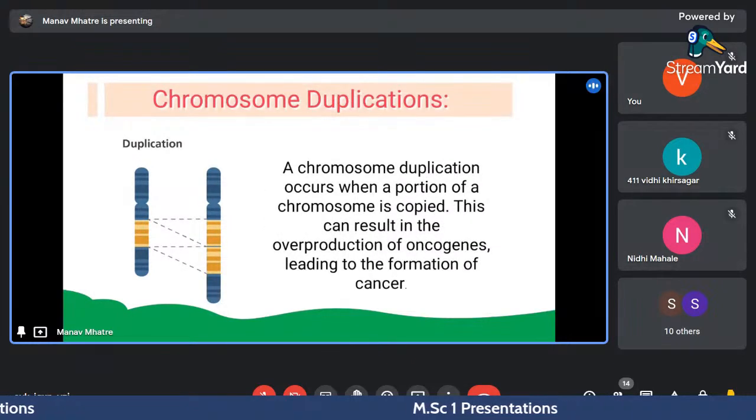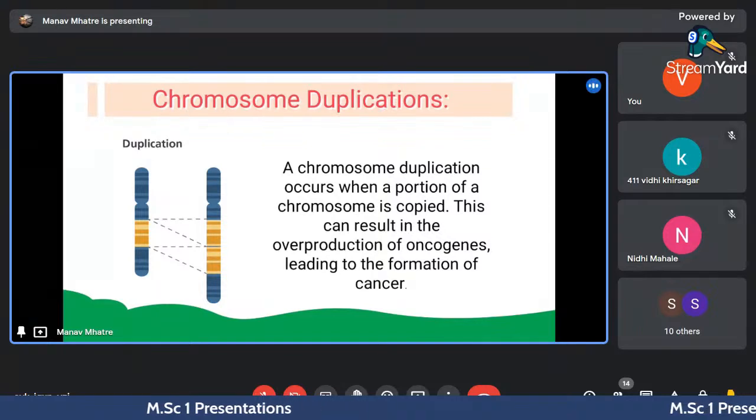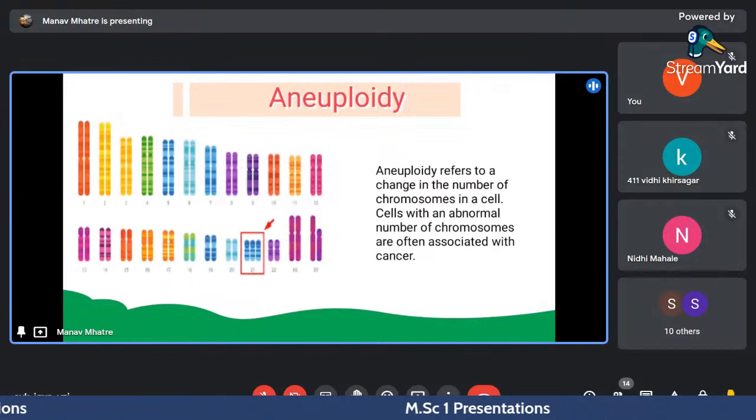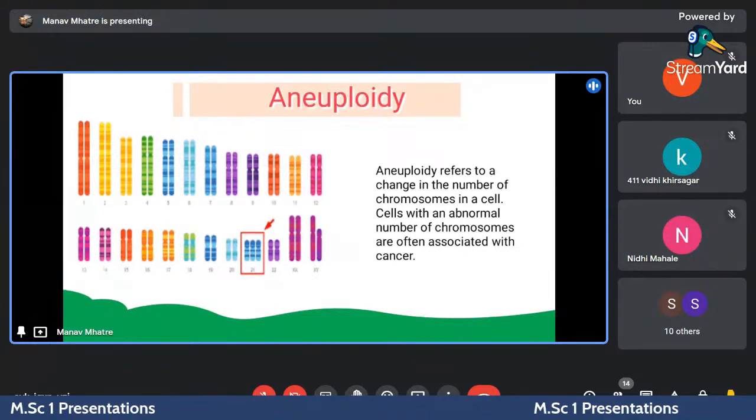So the next one is duplication. Chromosome duplication occurs when a portion of a chromosome is copied. It means the same copy of the chromosome segment is placed in the same chromosome. This can result in overproduction of oncogenes, leading to formation of cancer. So this is the last one. This is aneuploidy. Aneuploidy refers to a change in the number of chromosomes in a cell.